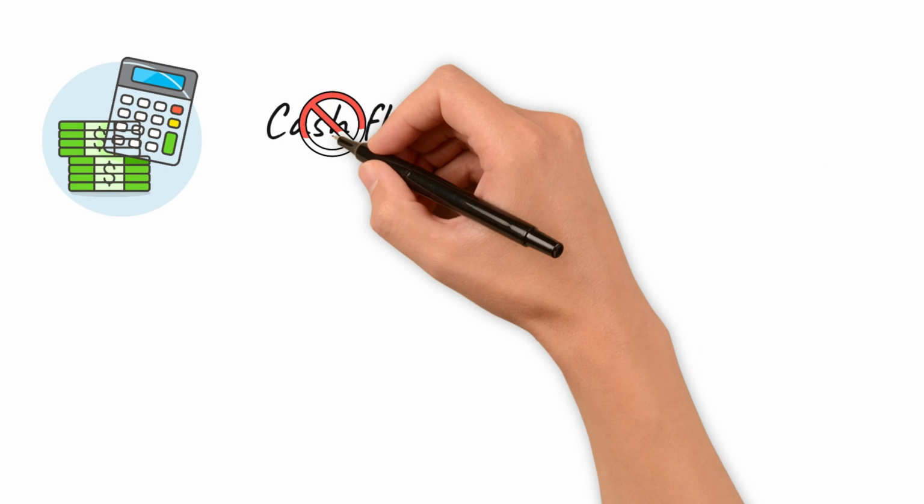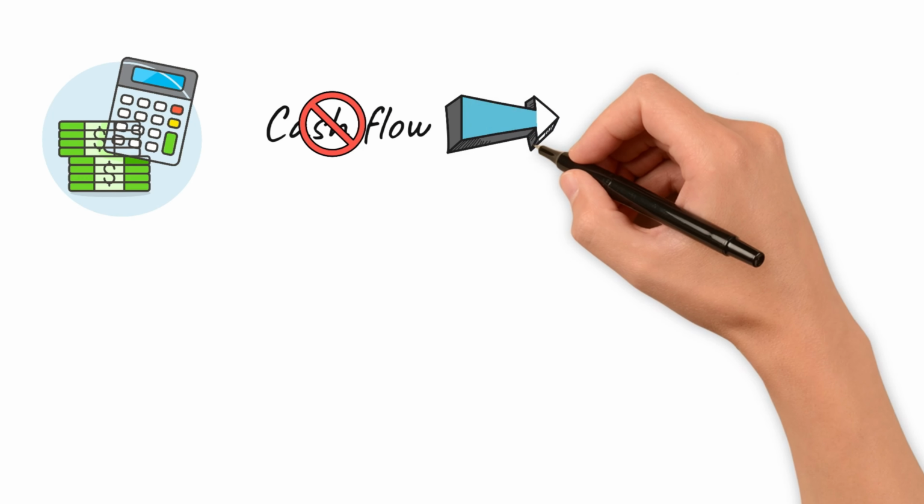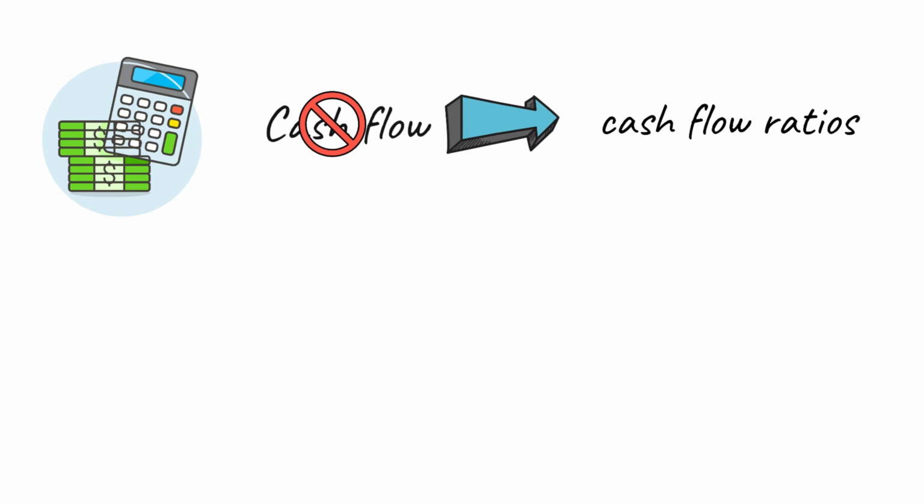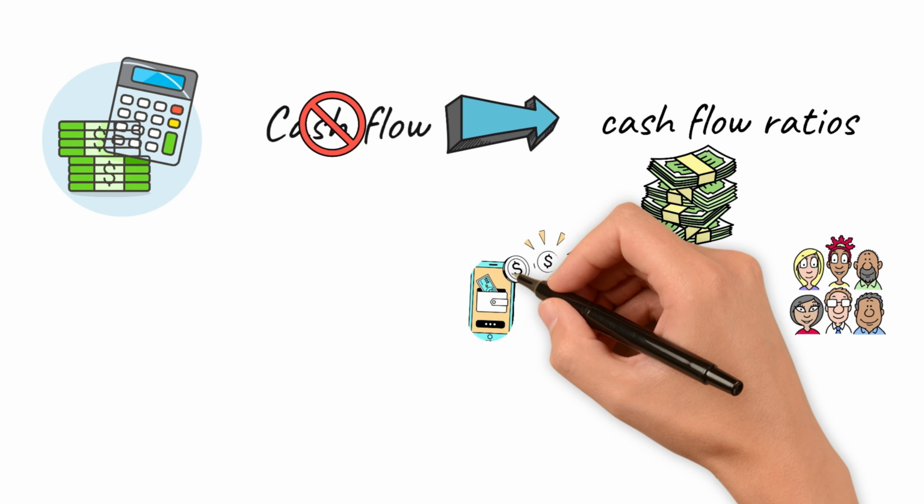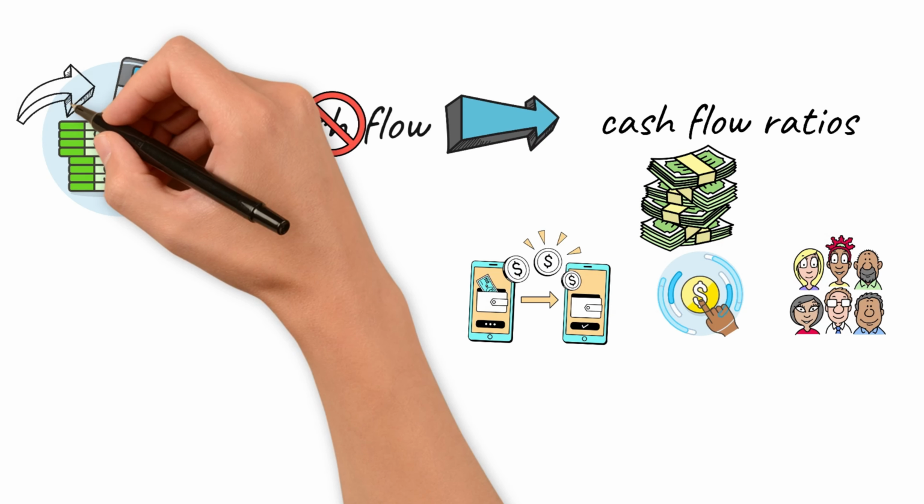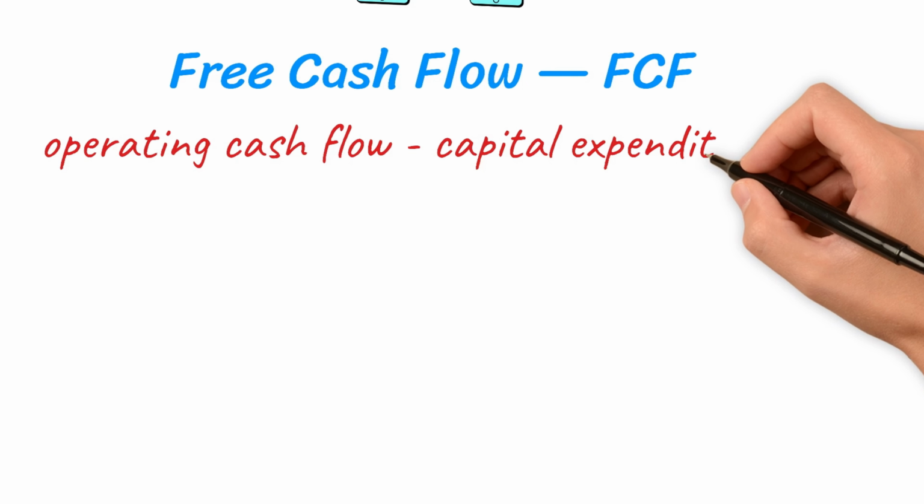That's the single most important reason why cash flow ratios deserve their own section. Cash is what actually pays employees, services debt, and funds dividends. Earnings are a number. Cash is a fact. Free cash flow, FCF, is operating cash flow minus capital expenditures.